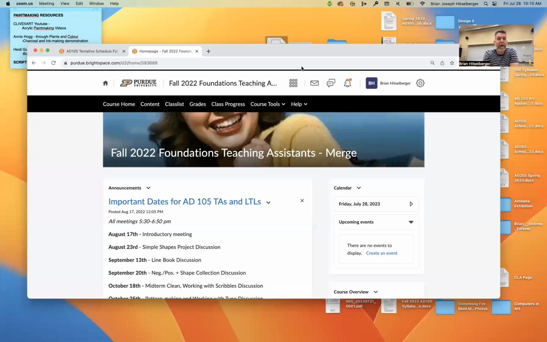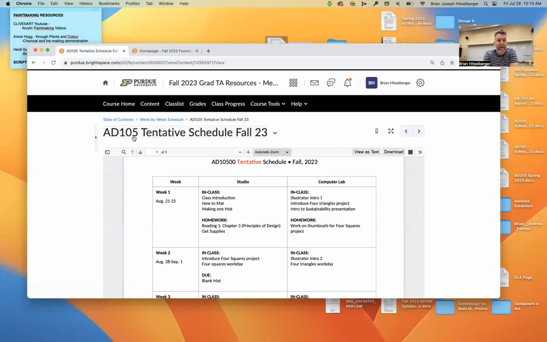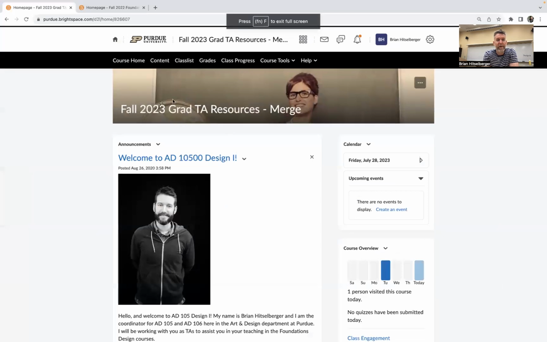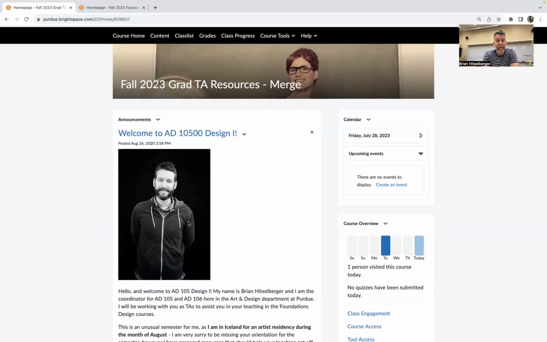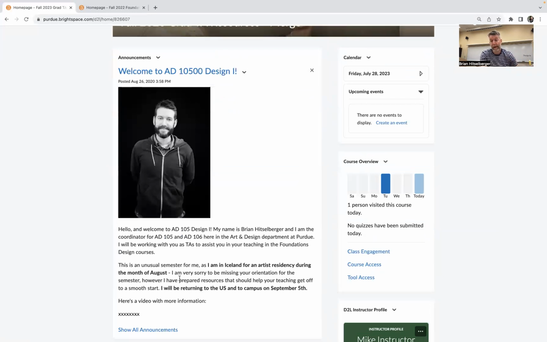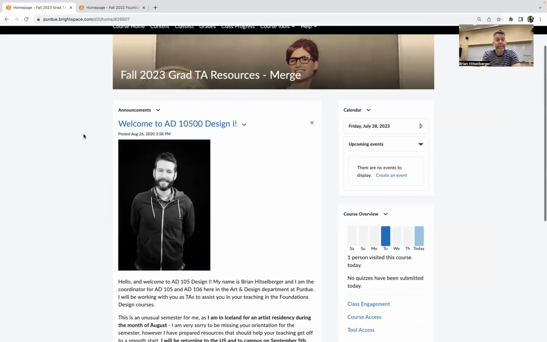I'm going to share my screen here. Okay. You are looking at my Brightspace, and I am going to navigate to this. Okay, so fall 2023 grad TA resources merge. This will be on your Brightspace home screen. Here is an introductory image that I have, and just a description of the fact that I'm actually not here for the first couple of weeks of school. This video that I'm recording right now is going to be embedded right here where these X's are.